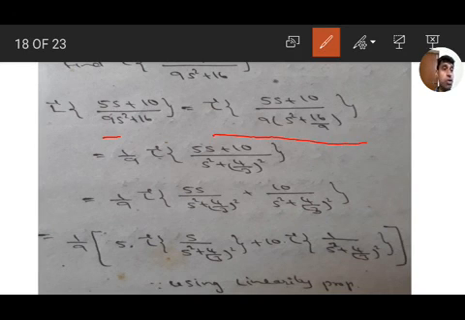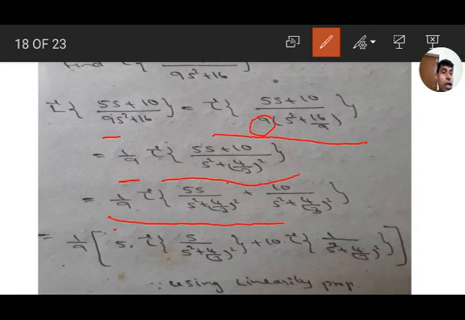So L inverse of (5s plus 10) by 9 into (s square plus 16 by 9), taking 9 common. S square plus 16 by 9 comes. 1 by 9 is the coefficient, totally outside. So L inverse of (5s plus 10) by (s square plus 16 by 9), where 16 by 9 means (4 by 3) whole square. So separate division: 1 by 9 into L inverse of 5s by (s square plus (4 by 3) whole square) plus 10 by (s square plus (4 by 3) whole square).